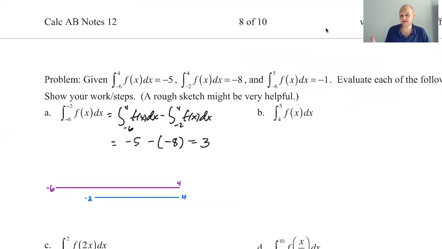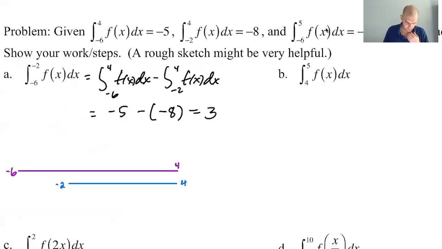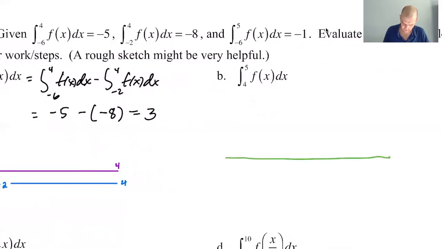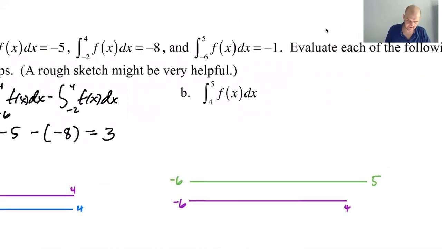I do them all like these little block problems, like you're playing with blocks. So what do we want to do here? I need to get 4 to 5. So I'm going to use -6 to 5, and I also know -6 to 4. If I do this thing minus this thing, I'm left with just 4 to 5. So I'm going to write that down in exactly that way.